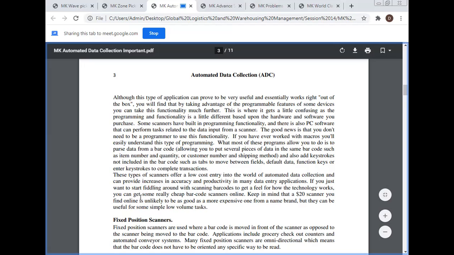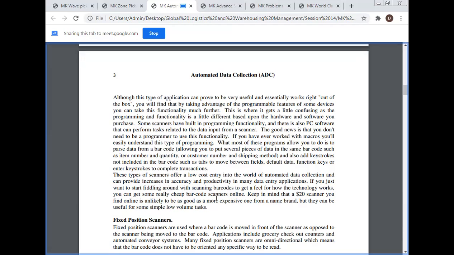If you just want to start fooling around with scanning barcodes to get a feel for how the technology works, you can get some really cheap barcode scanners. Keep in mind that with a $20 scanner, you are unlikely to get a good, more expensive brand. The cost of a barcode scanner is around $20.